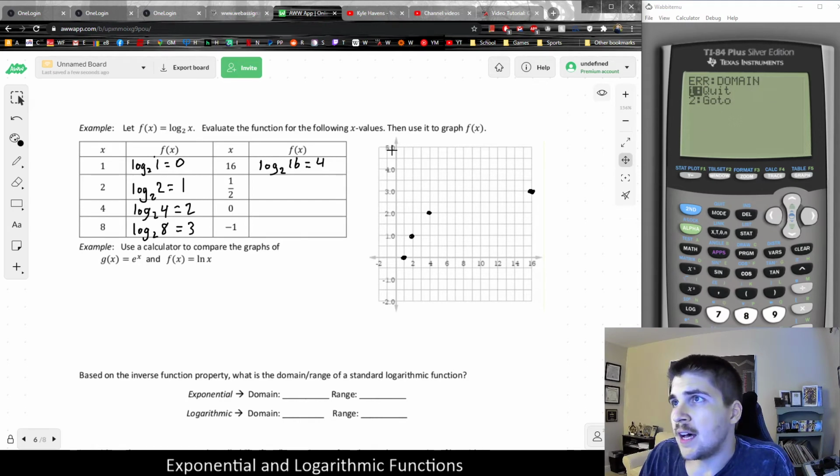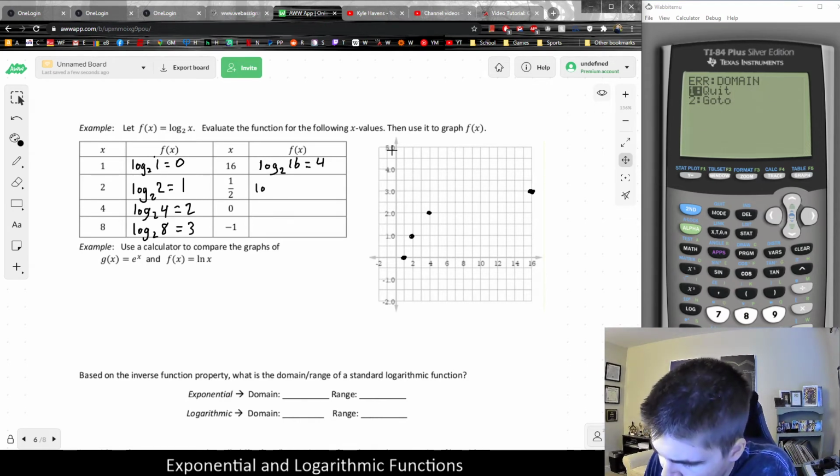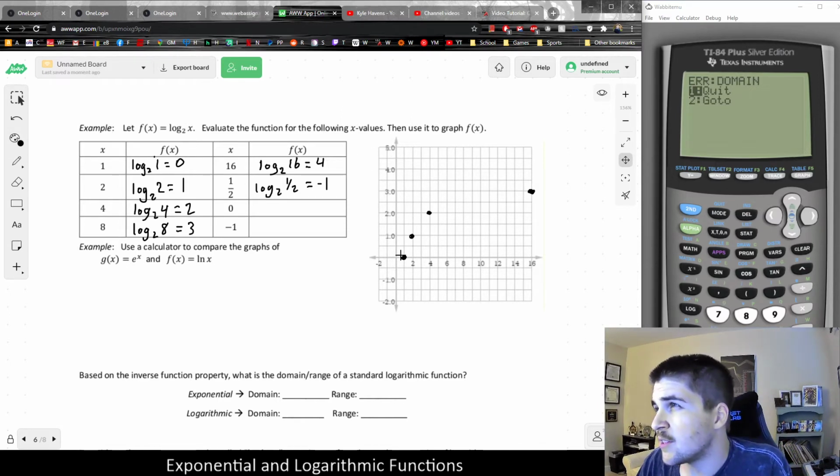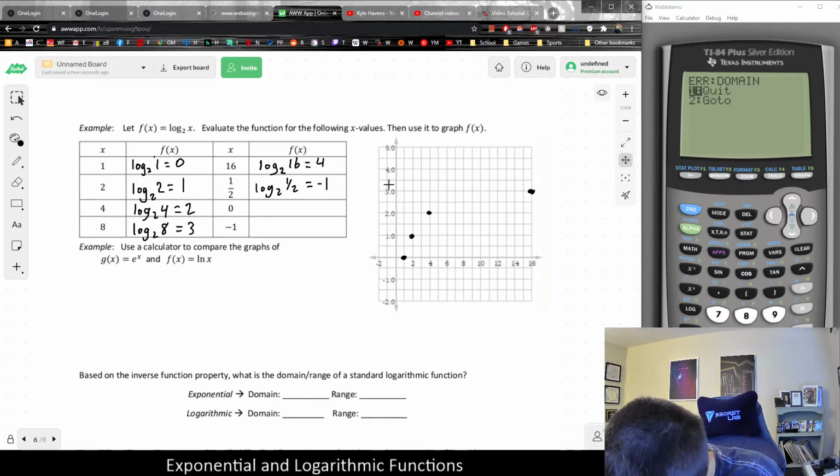And then if I was to do log base 2 of 1/2, since 1/2 is the reciprocal of 2, that would be -1, right? Because 2 to the -1 makes 1/2. And so that would be another point. This one's a little harder to graph, but if I go in between 0 and 1, I would go down to 1/2, or -1, which would be right about there. I would have that point.